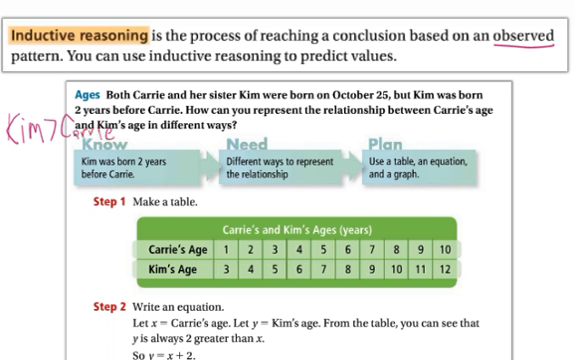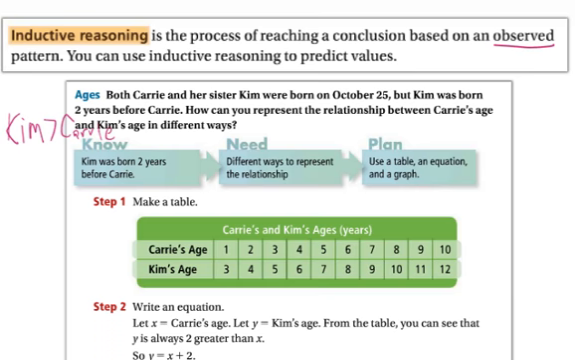What do we need? We need different ways to represent the relationship. Plan, what are we going to do? We're going to use a table, an equation, and a graph. So we're going to show this in different ways. Make a table. Well, if Carrie's 1, Kim's going to have to be 2 years older, 3. If Carrie's 2, Kim's 4. They're each going to go up every year by 1, but they're always consistently 2 years apart. So this is one way we can do this.